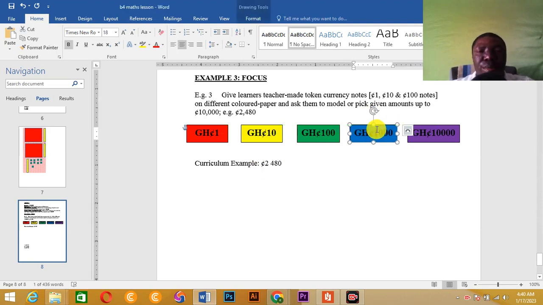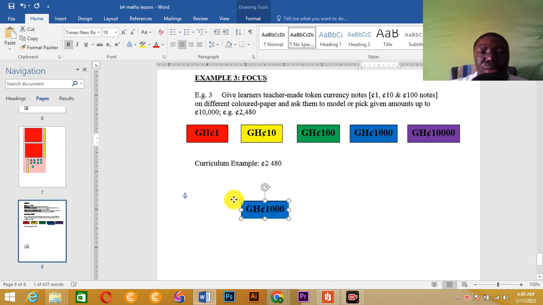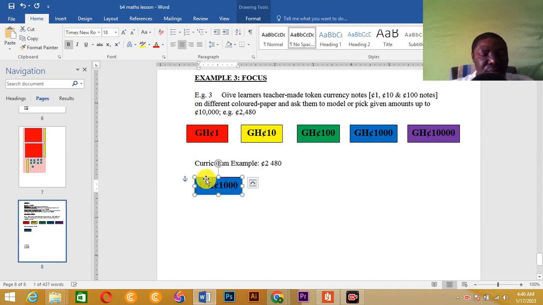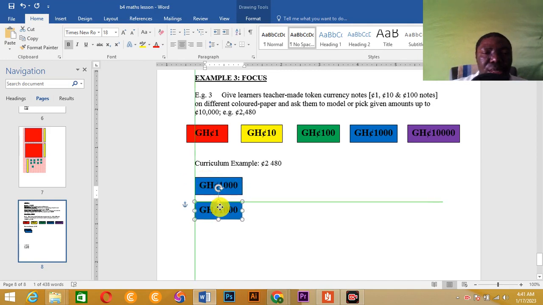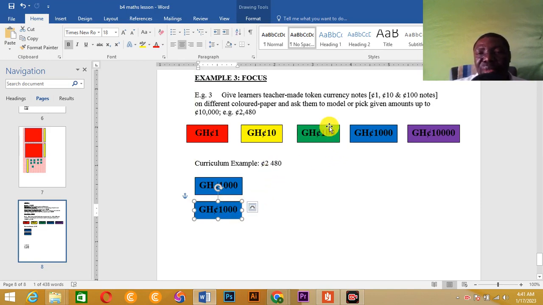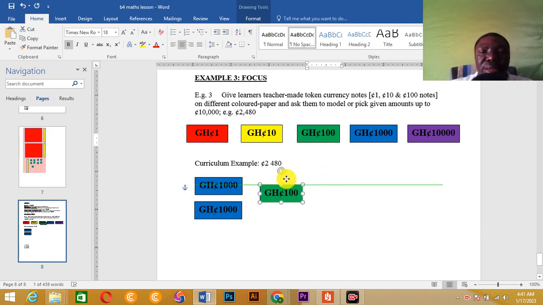2 blues. So the first one, the second one. You need 2 of this one, so that's 2,000. So 1,000, 1,000, 2,000. Are we clear? Then 400. You have only 100, so you need 4 of this one.